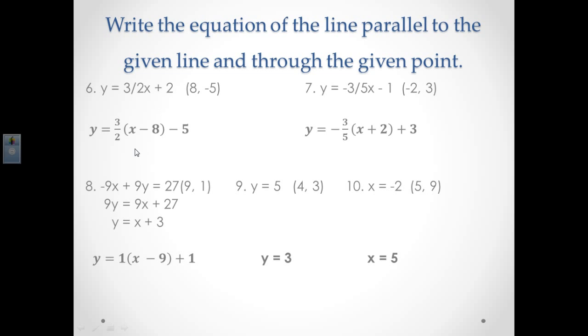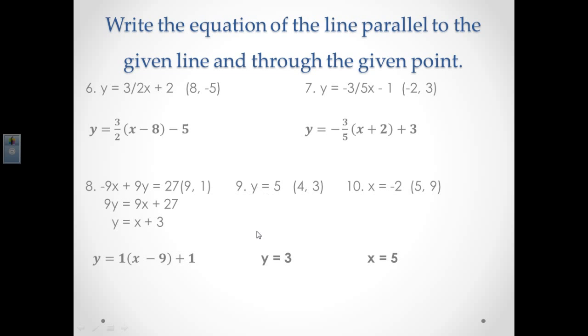Okay, so here are the answers to the example problems. Number 6 should be y equals 3/2 times x minus 8, minus 5. Number 7 should be y equals negative 3/5 times the quantity x plus 8, plus 3. Now number 8 is once again an example of something in standard form, so you had to solve for y and get it in slope-intercept form. We can see that our slope was 1, so the answer should be y equals 1 times the quantity x minus 9, plus 1.